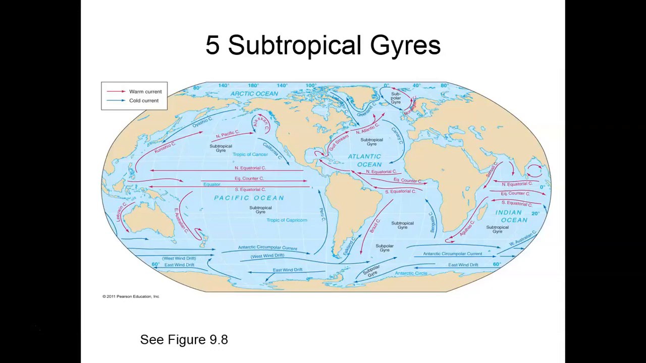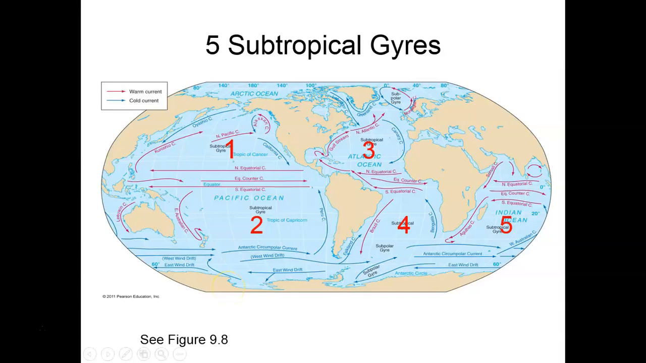Subtropical means that the center of it is just below the tropics, which means either just north of the tropics or just south of the tropics. So if you're in the northern hemisphere, it would be just north of the tropics, and if you're in the southern hemisphere, the center of the gyre would be just south of the tropics. We have the North Pacific subtropical gyre, the South Pacific subtropical gyre, the North Atlantic subtropical gyre, the South Atlantic subtropical gyre, and the Indian Ocean subtropical gyre.